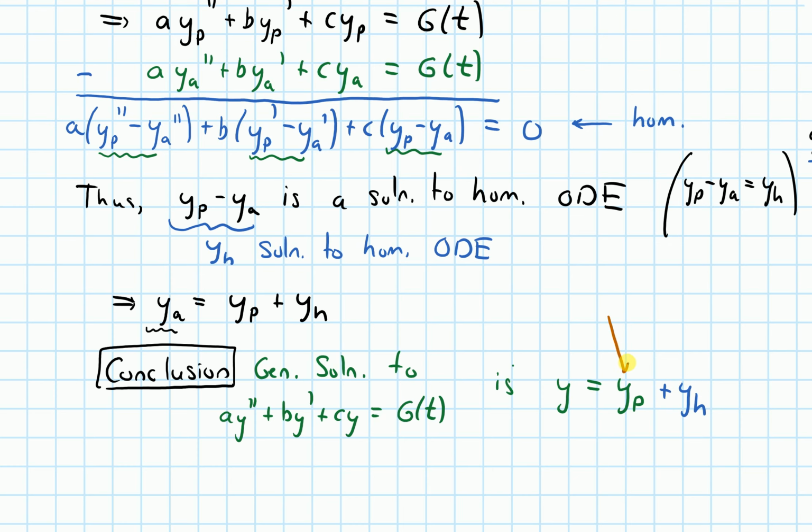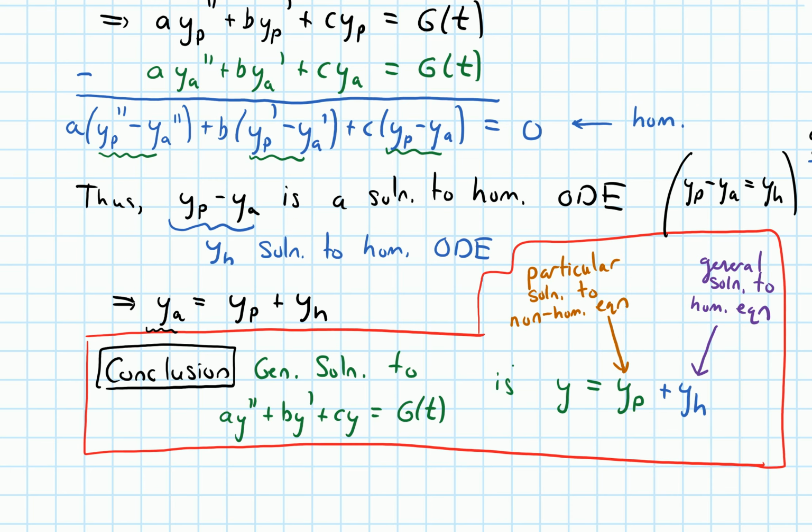where y sub p is a particular solution to the non-homogeneous equation, and y sub h is a general solution to the homogeneous equation. All right, so let's go ahead and box this.